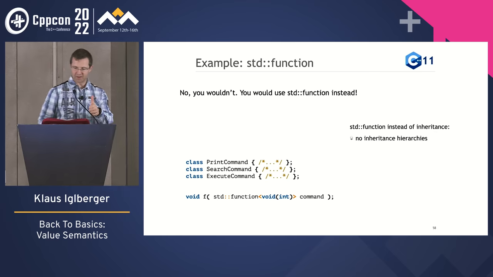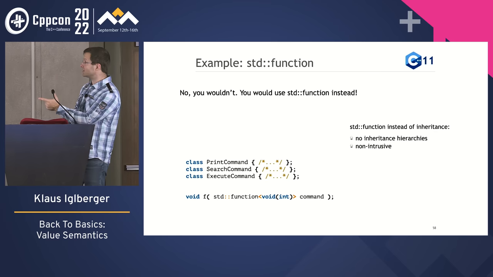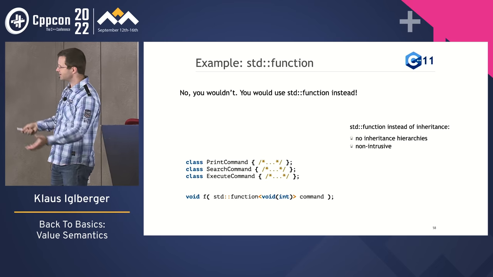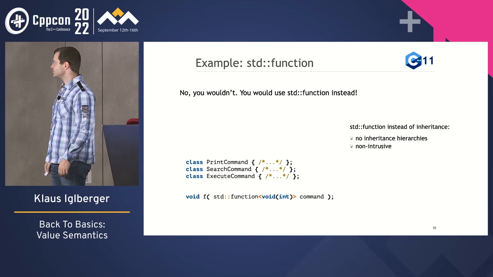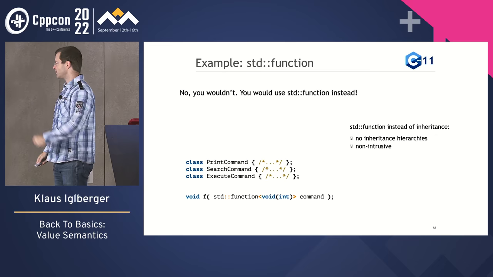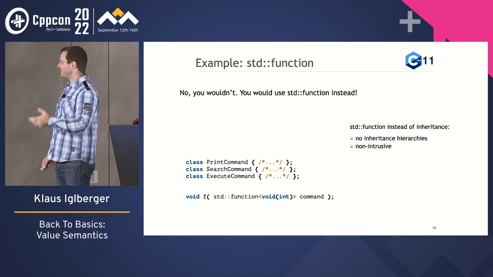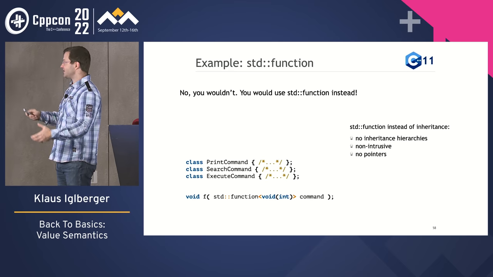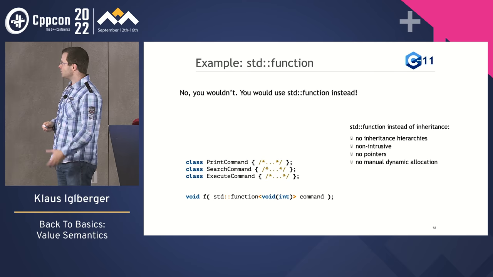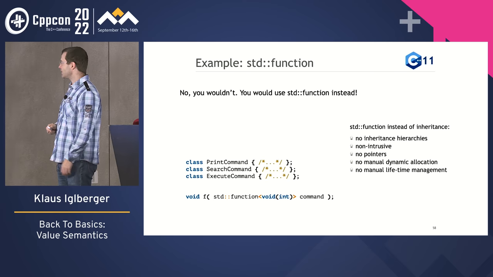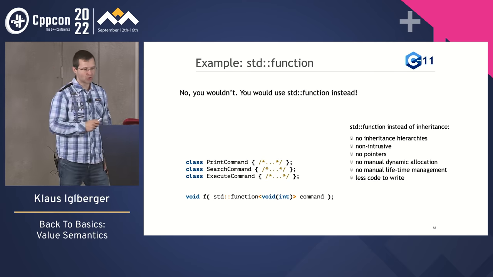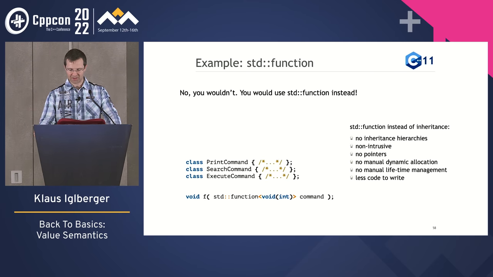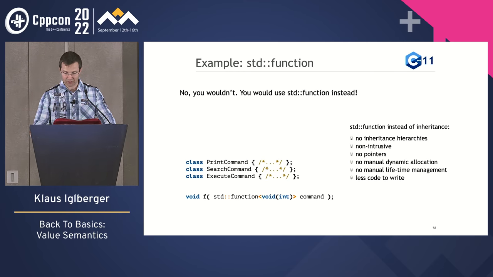So there's no inheritance hierarchies again. There's no intrusive design. I just write print and search and execute and I can write yet another thing. I do not have to inherit from any of these cases. Then again, there are no pointers anywhere. It's simple. There's no manual dynamic allocation. There's no manual lifetime management. There's less code to write. But now you realize the arguments repeat. It's always the same things, but they are absolutely great.